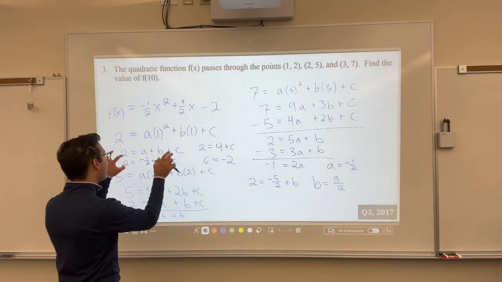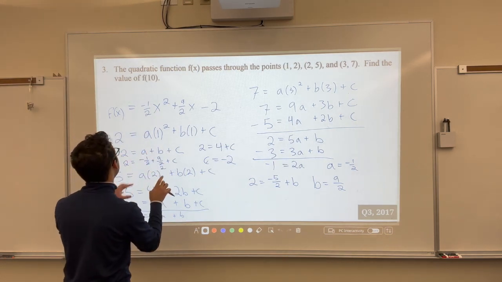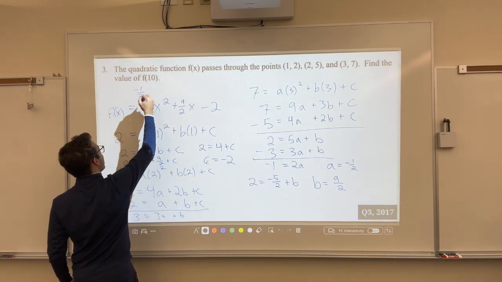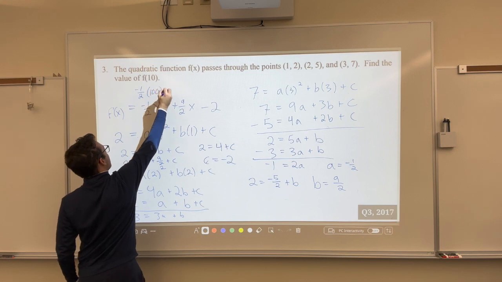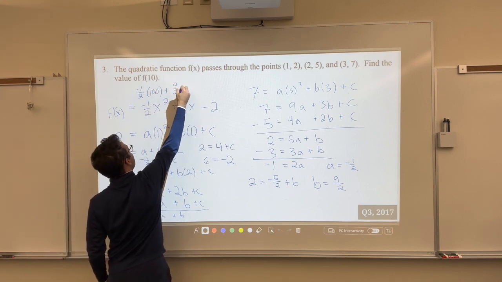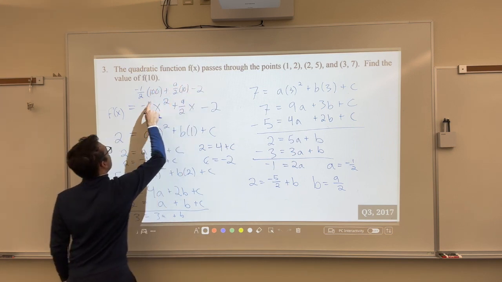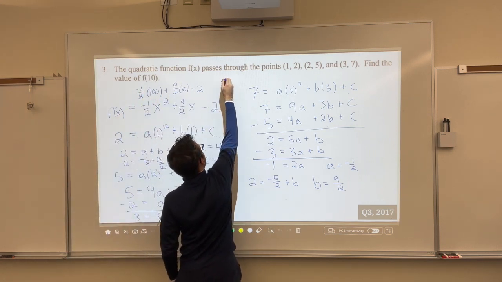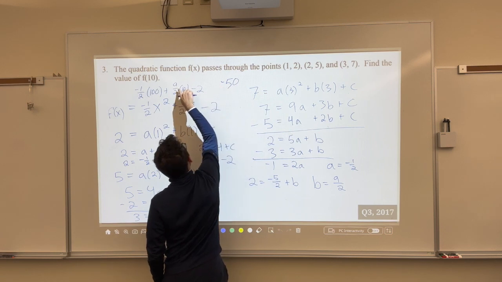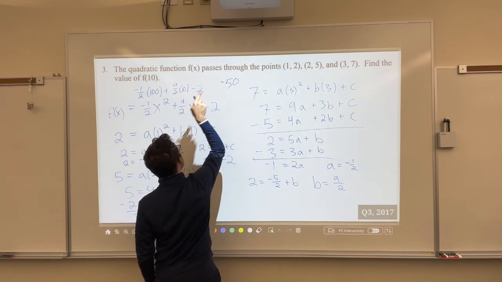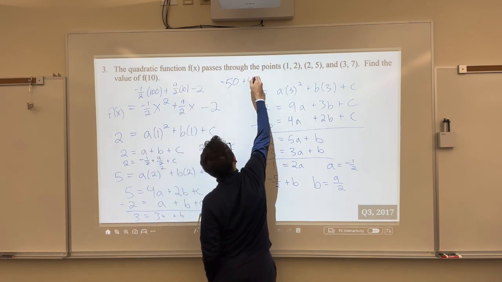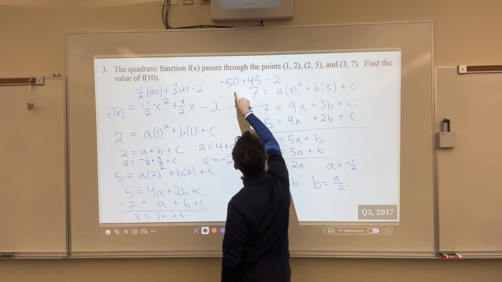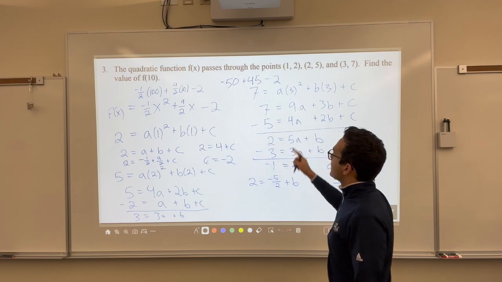Okay, now that we have that, we're able to evaluate f of 10. So f of 10, we have negative 1 over 2, 10 squared, which is 100, plus 9 over 2 times 10 minus 2. Now, negative 1 over 2 times 100 would be negative 50. So we have negative 50. And then 9 over 2 times 10 would be 9 times 5, which is plus 45. And then we have the minus 2 to end it off. So it's negative 50 plus 45 minus 2.